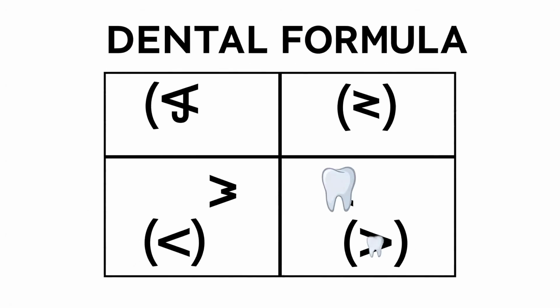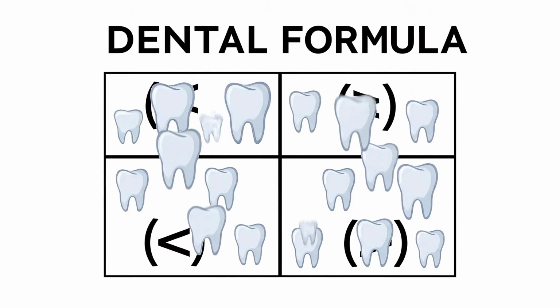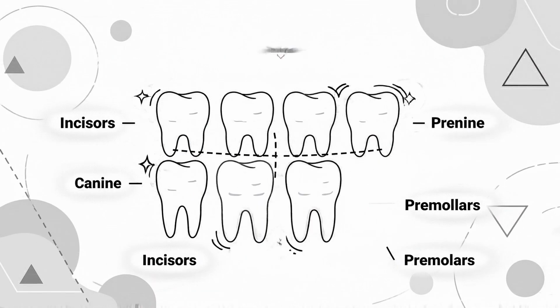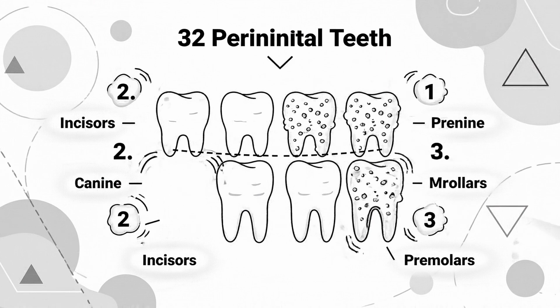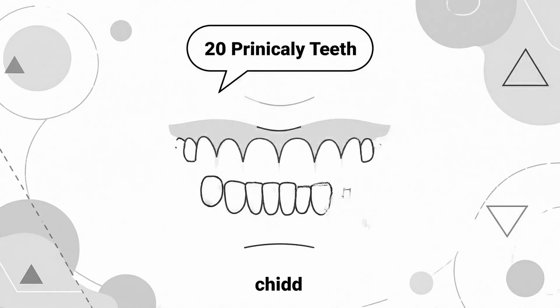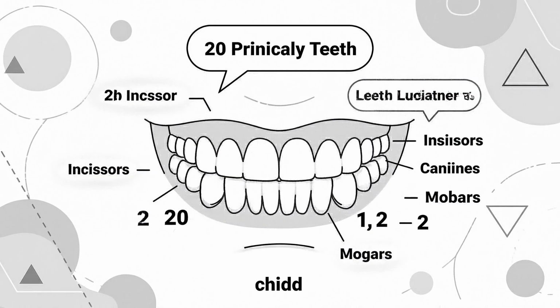But here's what's really fascinating, the dental formula. Adults have 32 permanent teeth with this formula per quadrant. 2 incisors, 1 canine, 2 premolars, 3 molars. Children have 20 primary teeth with different formulas.